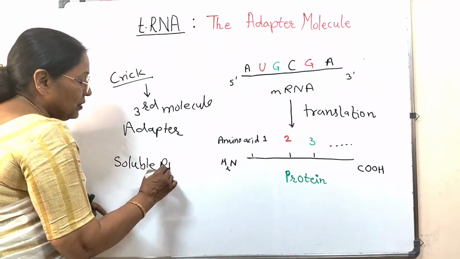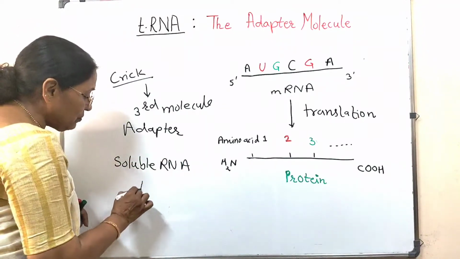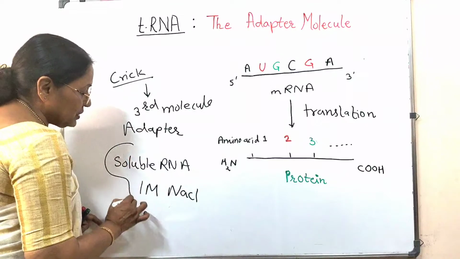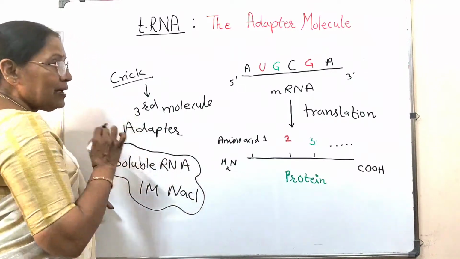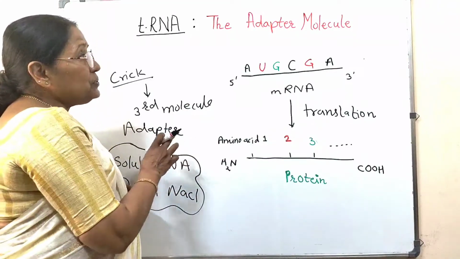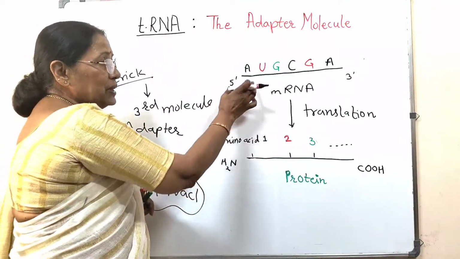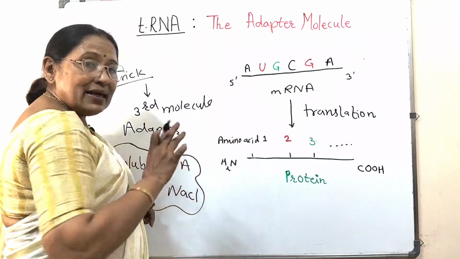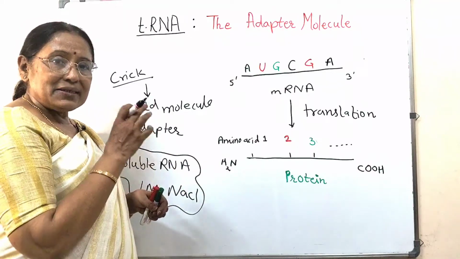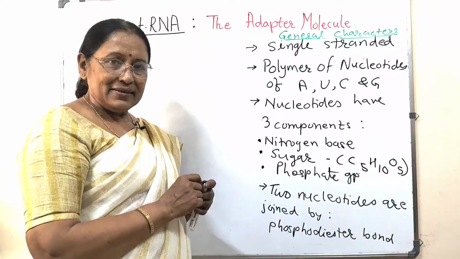It was known by the name of soluble RNA as it is soluble in 1 molar solution of sodium chloride. That's why it was called soluble RNA and its role in translation was not known. When it was known that yes, it is acting as a bridge between the codons and the amino acids, then it was called the adapter molecule. Let us now see the structure of tRNA. Let us first see its general characters.